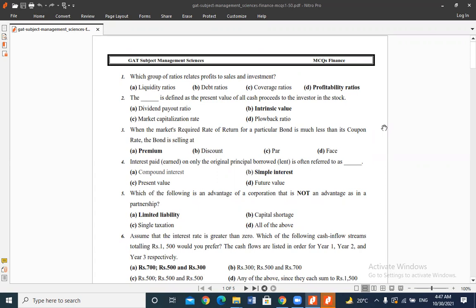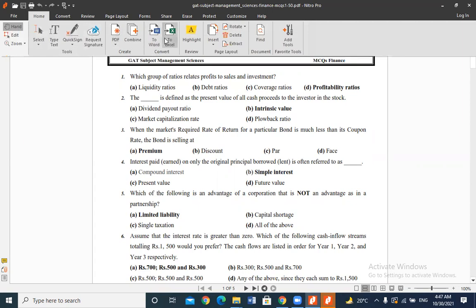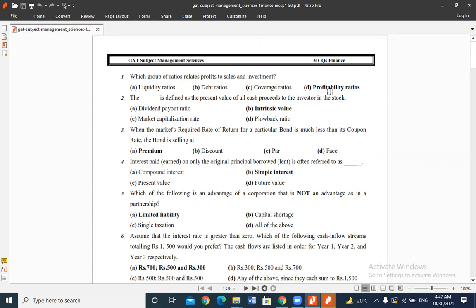Okay, now these are the GAT subject management science MCQs. The subject is finance. Number one: which group of ratios relates profit to sales and investment? The answer, now I'm going to highlight the answer, is profitability ratio. You can see that here is the profit to sales and investment. So profitability ratio is the right answer.